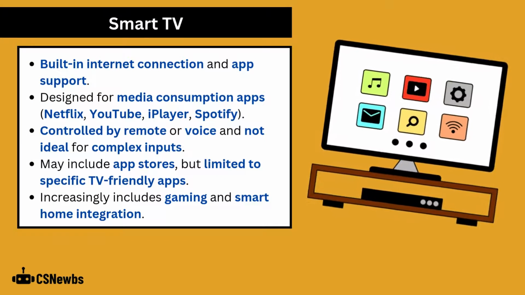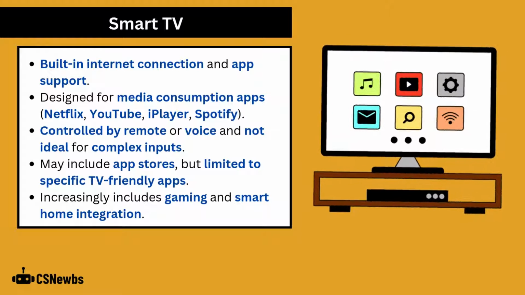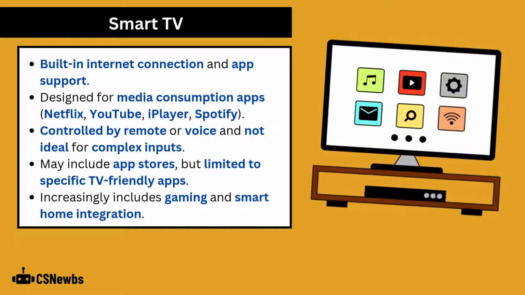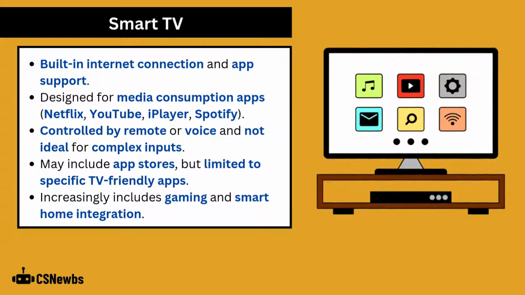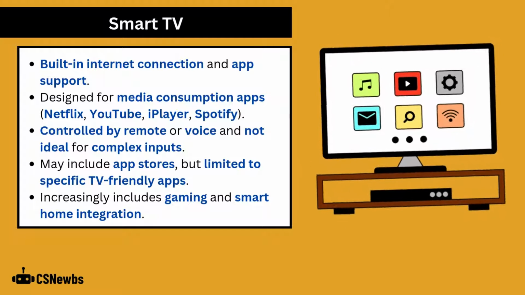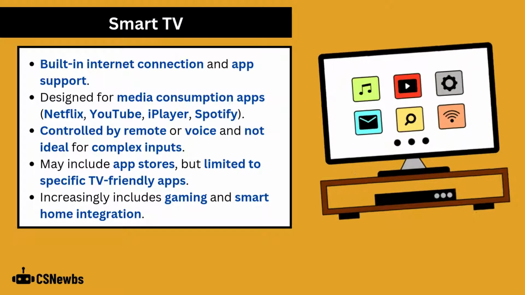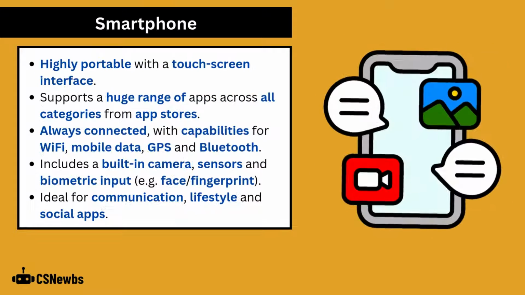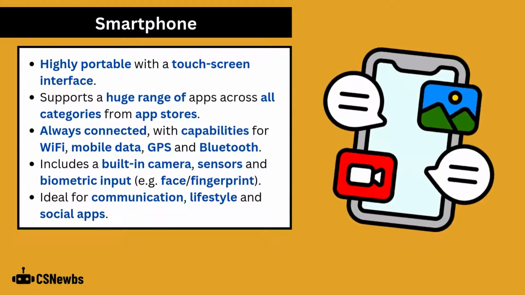Smart TVs have a built-in internet connection and app support. They're designed for media consumption apps like Netflix, YouTube, iPlayer, and Spotify. They're controlled by remote or voice and not ideal for complex inputs. They may include app stores, but these are limited to specific TV-friendly apps, and they increasingly include gaming and smart home integration. Smartphones are highly portable with a touchscreen interface.